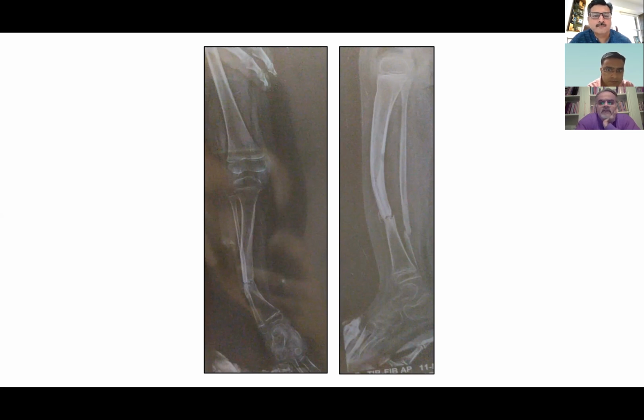My question to you guys is, are you using more of the rush rods? Are you using the Indian FD nails? Are you using regular FD nails? What are you using these days?